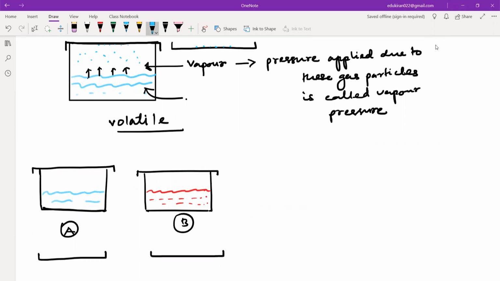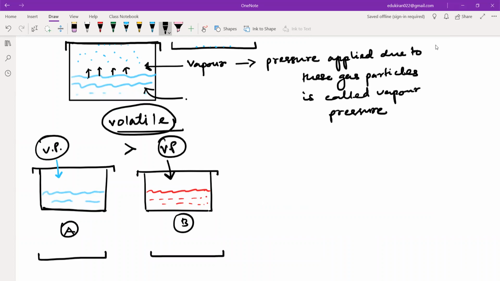How can we measure the rate of evaporation? We can measure the vapor pressure for both the things. We can measure the pressure applied by the vapors here, and here also. We will see that the vapor pressure of water is more than the vapor pressure of Rooh Afza, and that is why we can also say that water is more volatile than Rooh Afza. Is that clear till here?